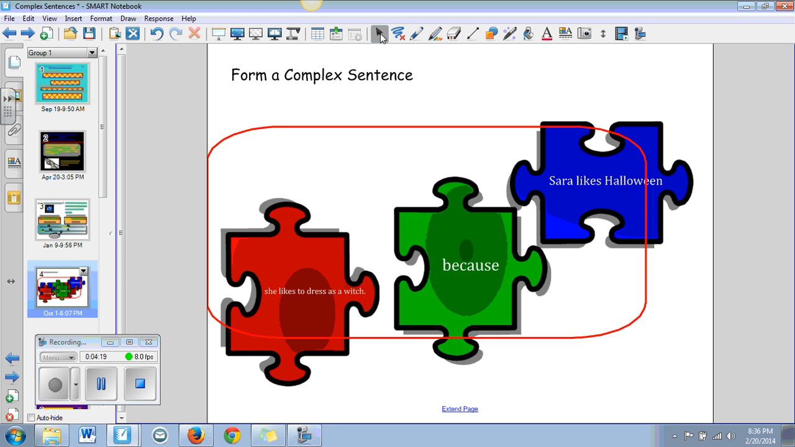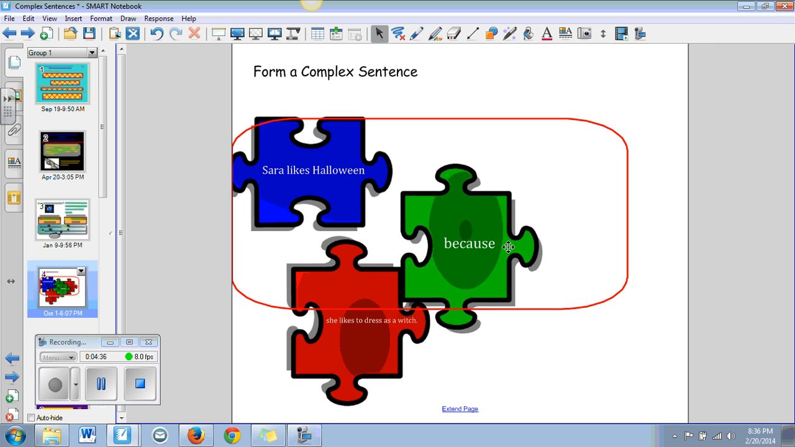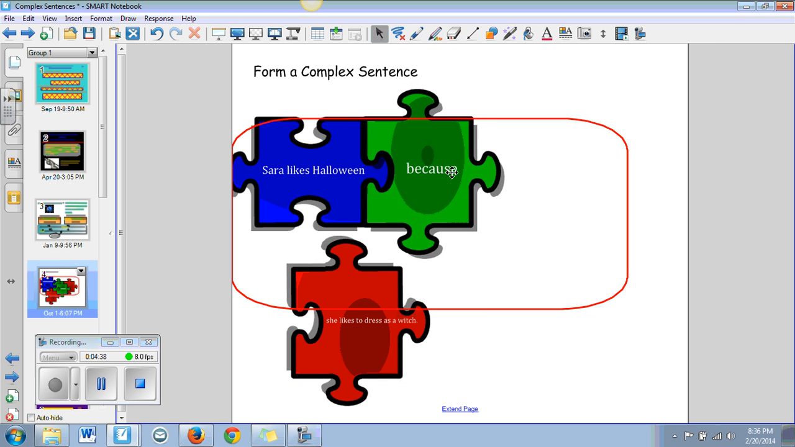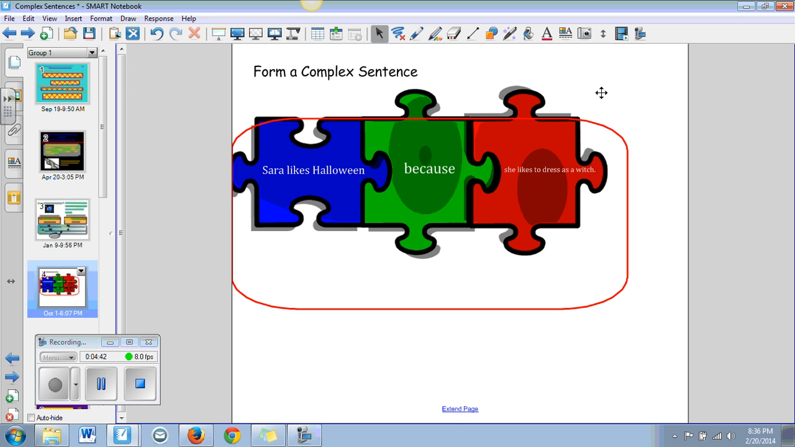So let's do some practice together. Okay. Here it says, she likes to dress as a witch. We have because, which we know is a subordinating conjunction. And then Sarah likes Halloween. So I know Sarah likes Halloween is going to go first. Then I have my subordinating conjunction because. And then I have she likes to dress as a witch. Again, I don't need to have a comma because the subordinating conjunction is here in the middle of our sentence.